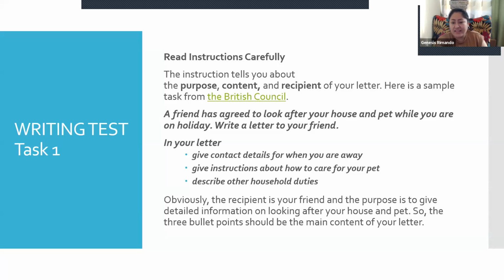So for this one, this is the kind of letter or the exam that you're required to do. As you would see here, it's a letter that should be addressed to a friend. So when writing this kind of letter, it's informal or something personal. So you can just say Dear Genesis or Dear Cecil, something like that. A friend has agreed to look after your house and pet while you are on a holiday. So write a letter to your friend. In your letter, you have to give contact details for when you are away. Then you have to give instructions about how to care for your pet. And lastly, you have to describe other household duties.